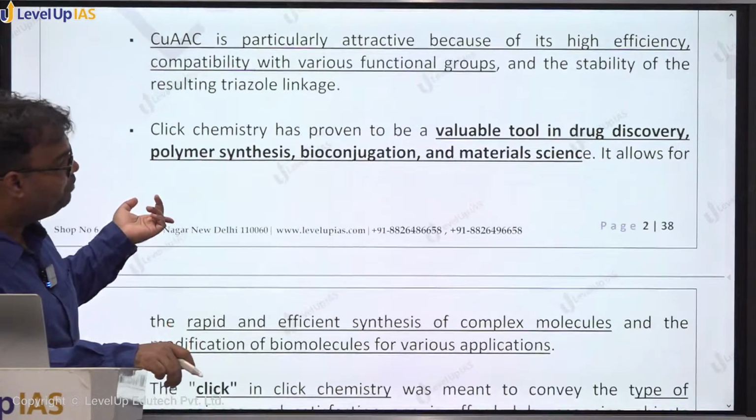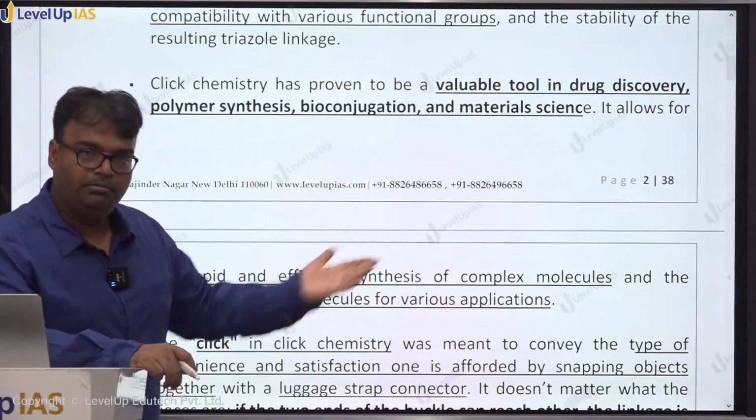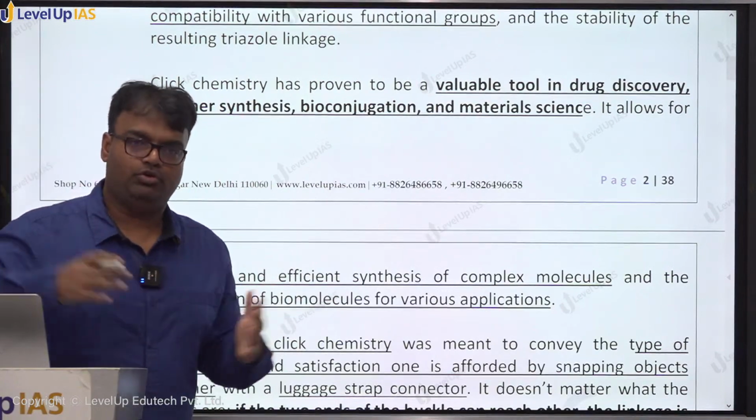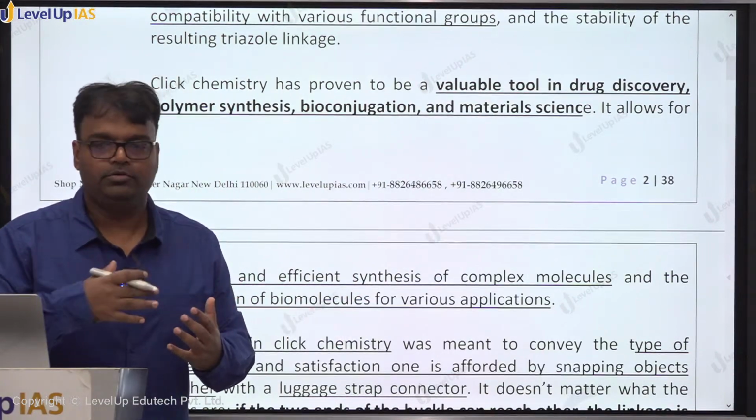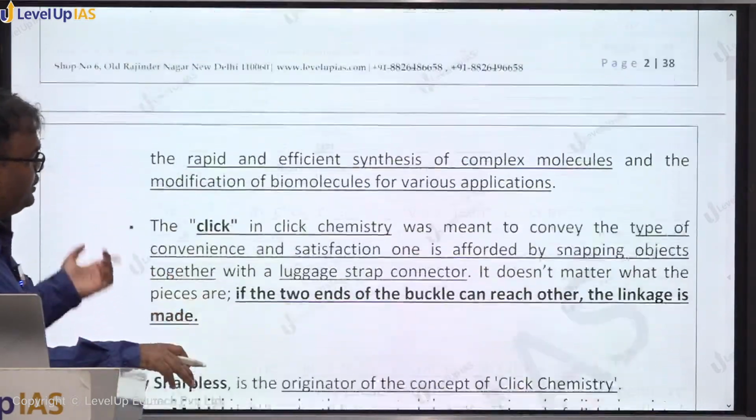Click chemistry has proven to be a valuable tool in drug discovery, polymer synthesis, bioconjugation, material science. Like newer and newer products, complex products could be formed in a simpler manner. So chemical का जहां भी use हो रहा है वहां पे click chemistry can act as a beneficial thing.